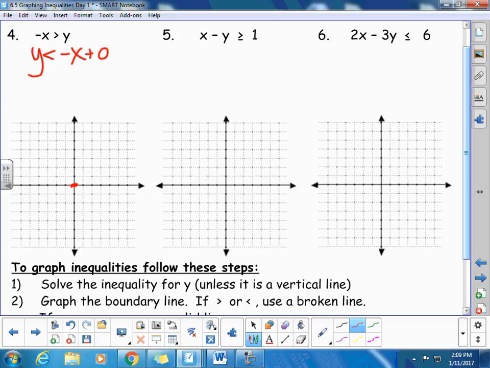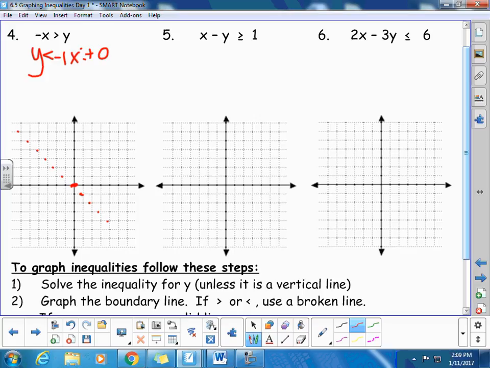And then my slope is, remember, this could be thought of as a -1. So if I go down 1 and right 1, or up 1, left 1, and again, it should look like it's going downhill, right, because it's a negative slope. Now it looks like a positive. So this was a slope of -1x. And it says y is less than that.